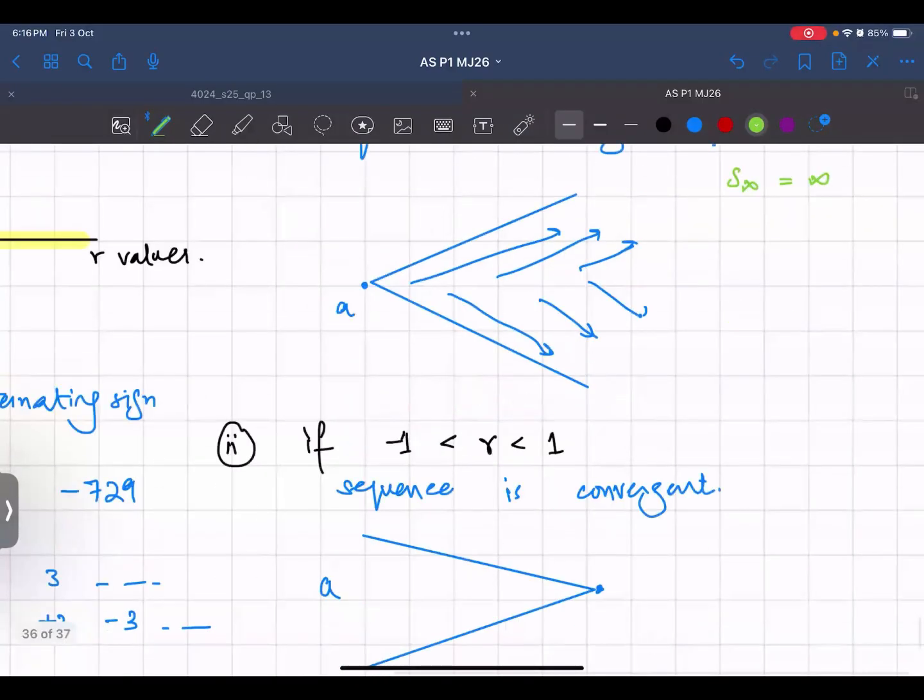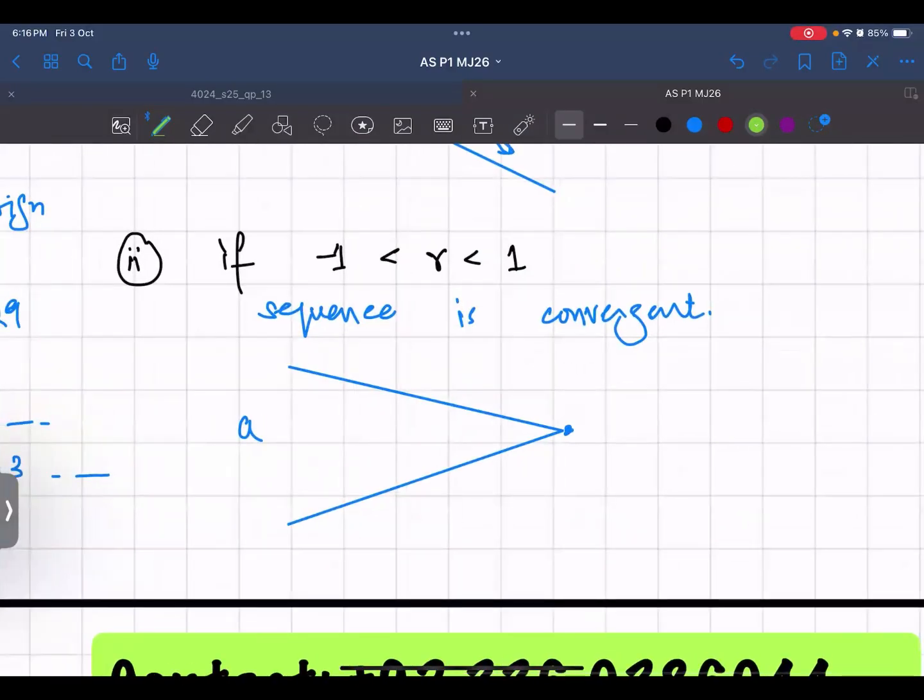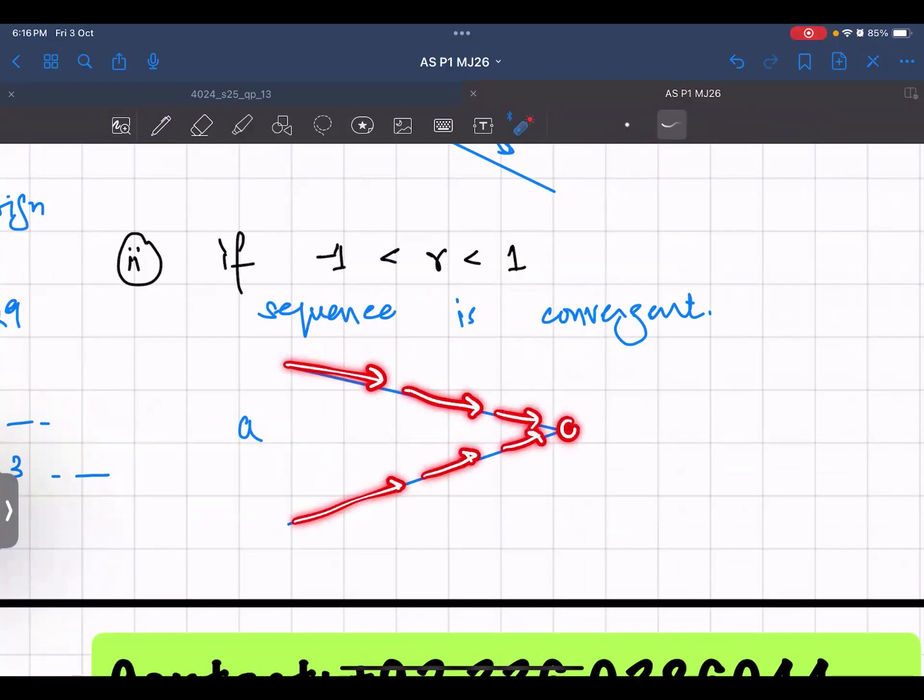But in this case, when your sequence is convergent, then your sum to infinity is possible. Why? Because the next value is smaller than the previous one. The next value again is smaller than the previous one. It gets so small that eventually, at the end of the sequence, it is almost zero. The value is so small that it is almost zero.